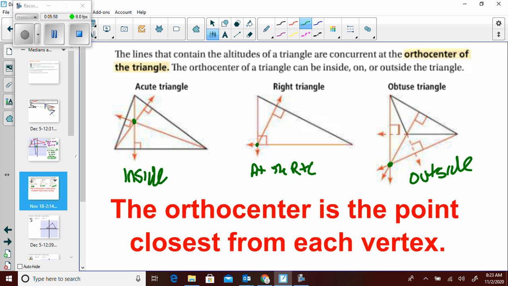Now this orthocenter is the point closest to each vertex. That means the total distance driven. So if I started at each vertex and drove to this point, or found the distance to this point, that is the least amount of driving. So the least amount of miles driven to each of these vertices: the distance from there to there, there to there, there to there, is the shortest total distance from all 3 vertices. So this point here will be the shortest distance traveled from all 3 vertices.